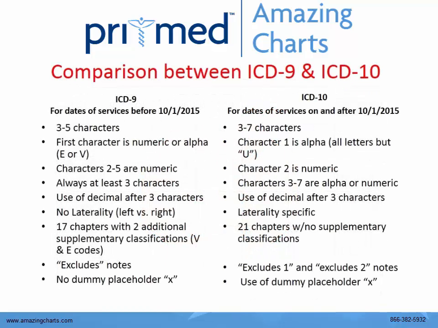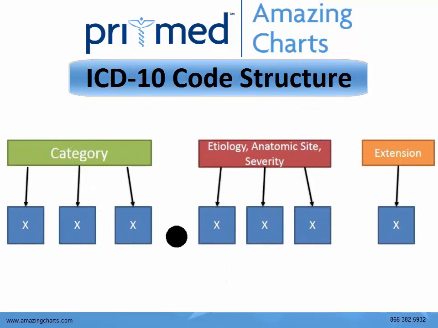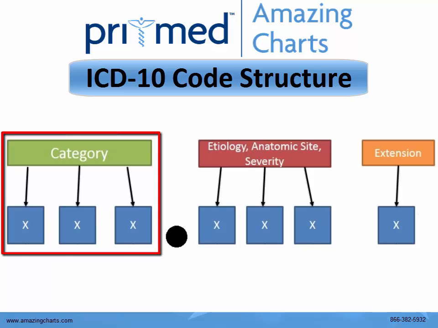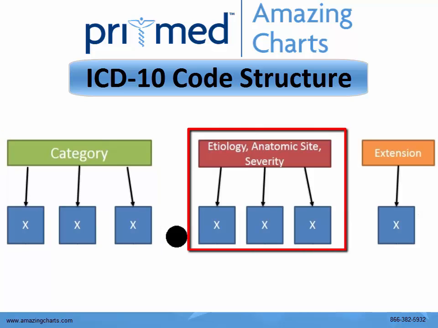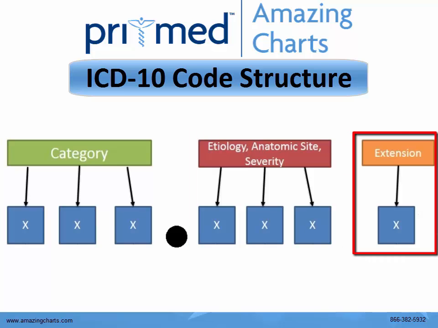There are some fundamental differences between ICD-9 and ICD-10. Here you can see the difference between the two code sets. In comparison, ICD-10 has the potential to contain more characters. It includes laterality when needed and uses a lowercase x as a placeholder for unused digits. The code structure for ICD-10 CM is fairly easy to understand. The first three characters denote category. The next three are for etiology, anatomic site, or severity, and the last character is an extension.